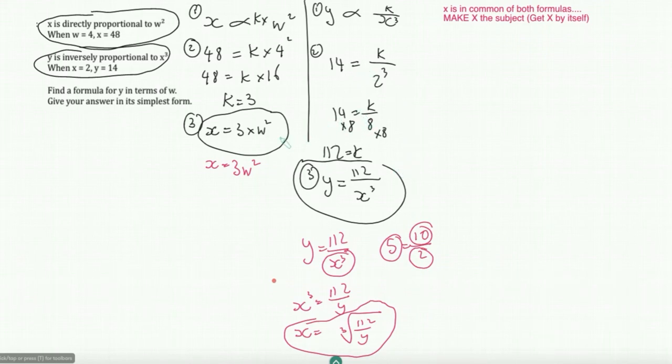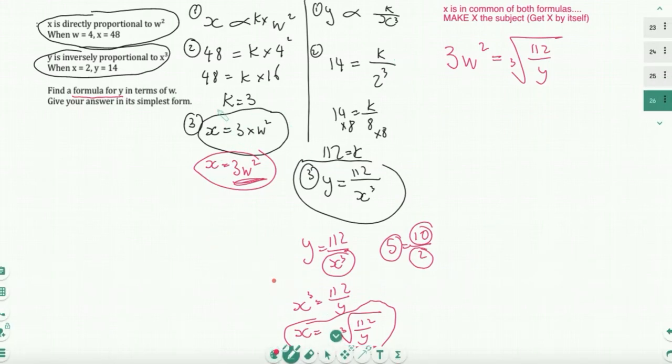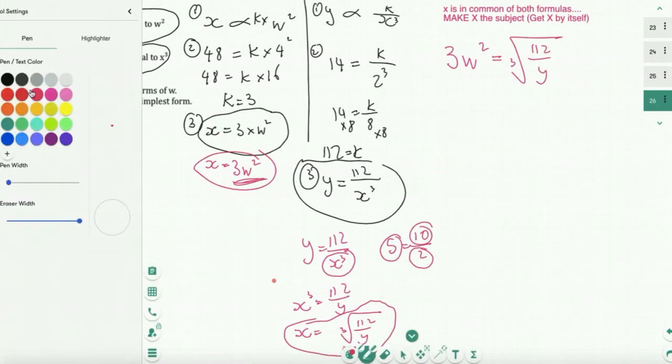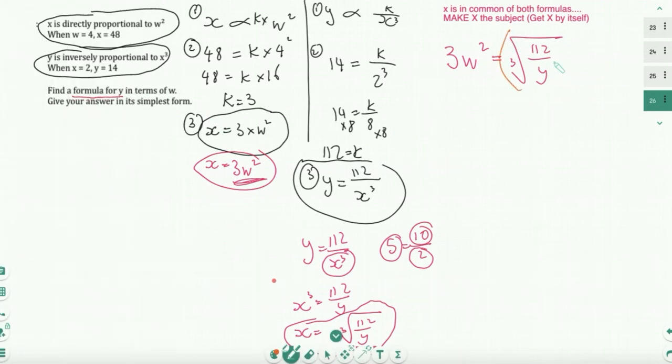So now we have two equations. They're both equal to X. If both equations are equal to X, we can deduce that these two expressions are equal. So we can write 3W squared is equal to the cube root of 112 over Y. And we want to find a formula for Y. So we want to get Y by itself. Well, it's 112 divided by Y, and it's being cube rooted. So let's get rid of the cube root. The opposite of cube rooting something is cubing it. So we'll cube both sides.